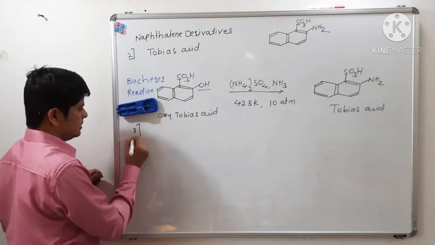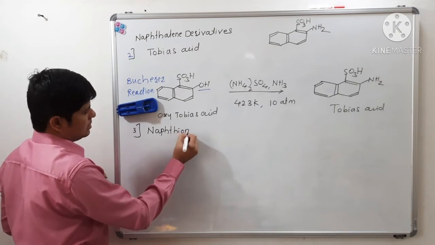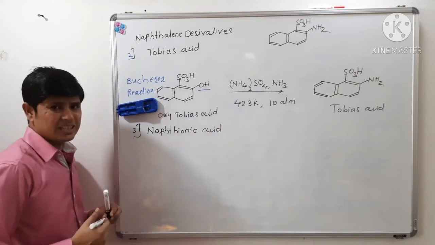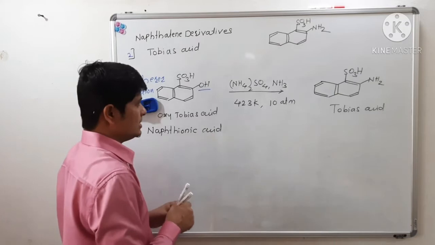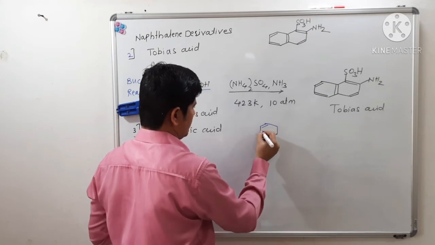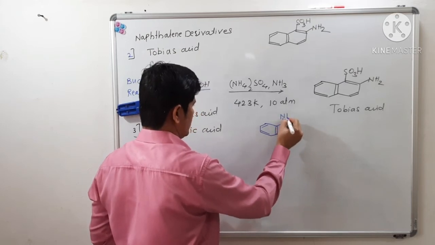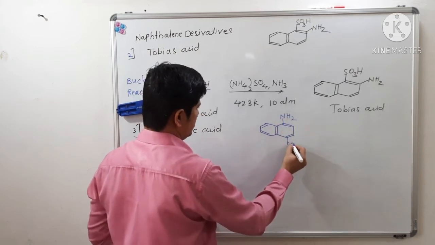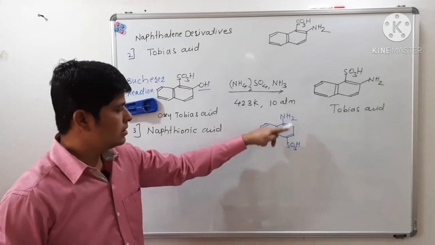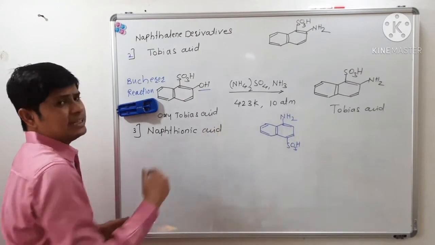Next synthesis is naphthionic acid. What is the structure of naphthionic acid? The structure of naphthionic acid is NH2, SO3H. Now let us see how this naphthionic acid can be prepared.